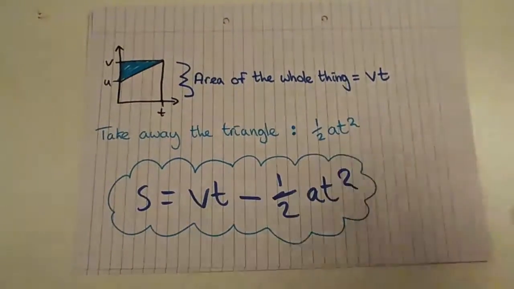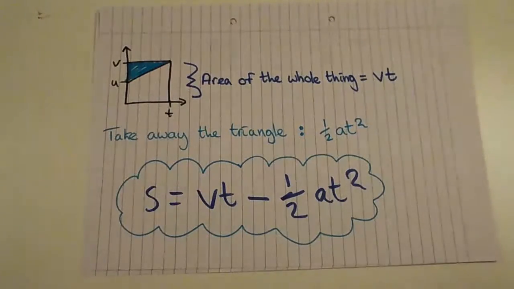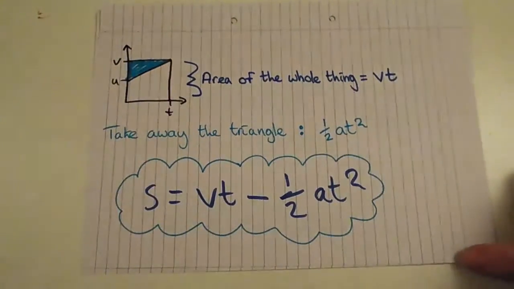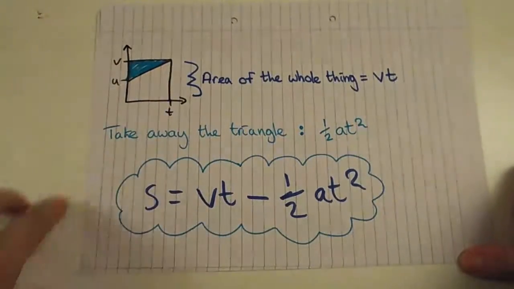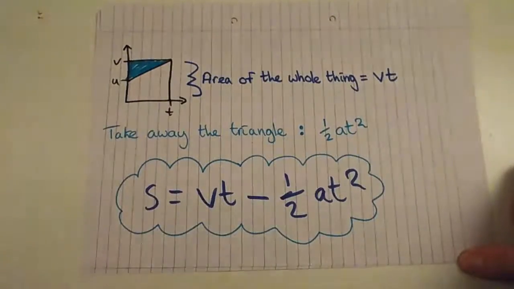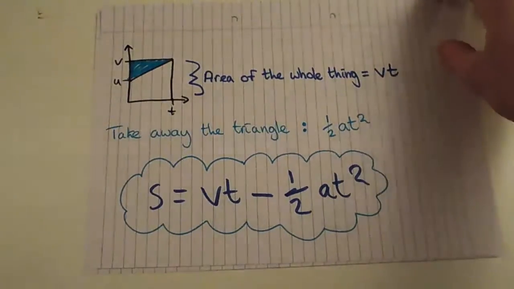Another way of doing that by the same sort of method is we could take the area of the whole rectangle and then take away the small one, instead of doing a small rectangle and then adding on the triangle. So this big rectangle here is just v times t, and then we want to take away the area of the small triangle, which is still a half at squared. So an alternative way of writing that formula is s equals vt minus a half at squared.